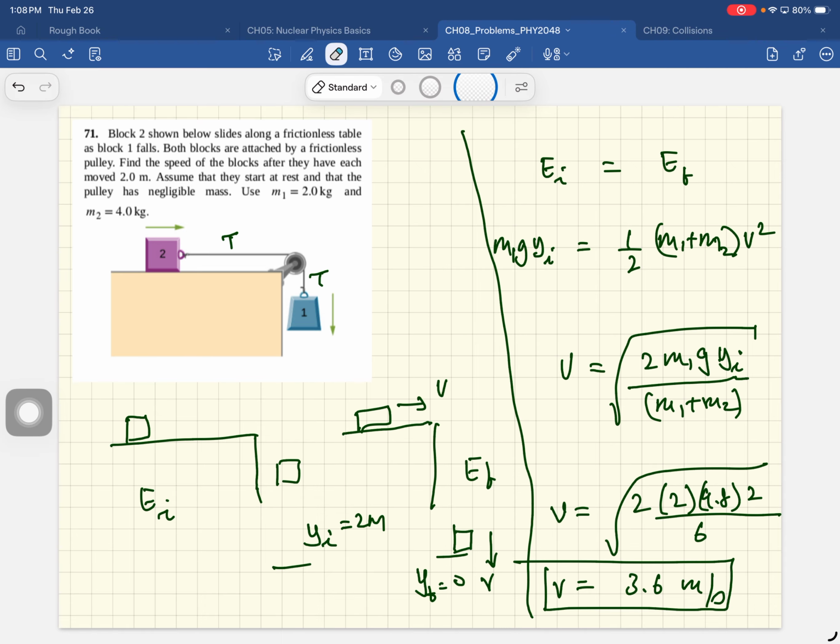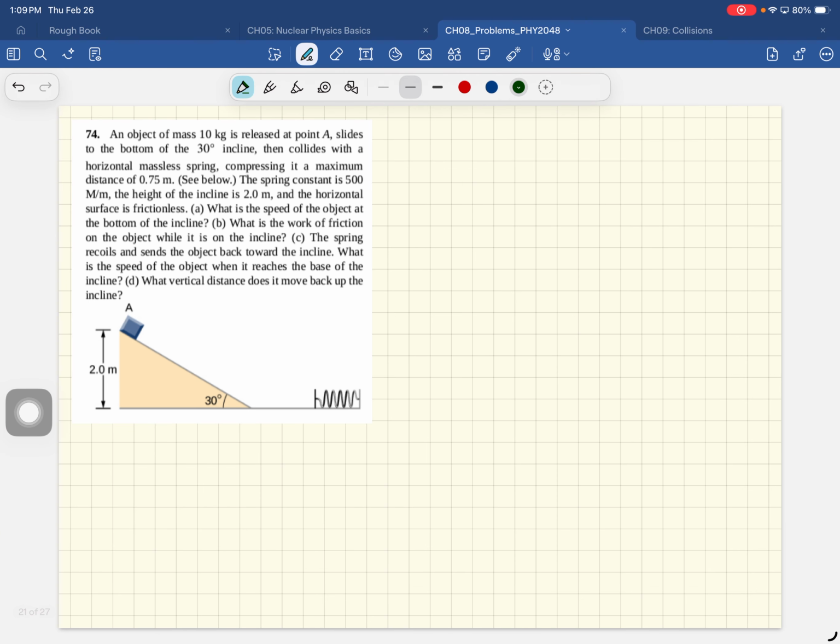All right, so now let me, oops. I was going to show you a second way of doing it by calculating the acceleration and then calculating the final velocity. I'm not going to do that because this next problem is long, and then I want to get started on chapter 9.